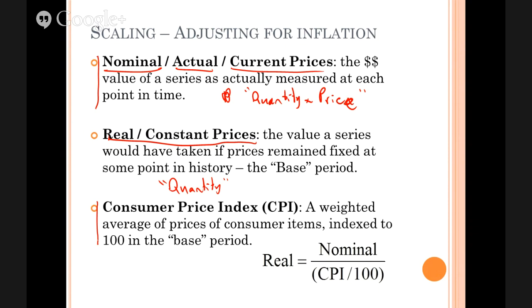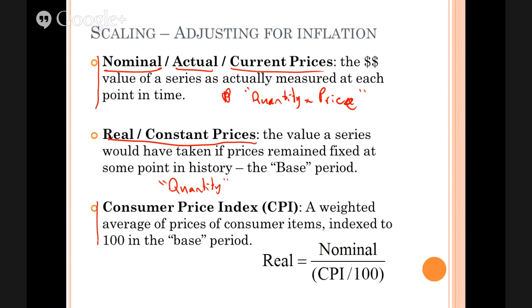And what we do is we collect prices on all sorts of goods and services, and we average those according to how much of them people buy. So, for example, if you buy lots of bread and milk, then they get a high weight. If you don't buy very much of DVDs, then the price of DVDs going up will have a low weight in the CPI, and so on. So we end up with an average of all the prices of all the consumer items that people consume, weighted by the relative importance of those items. Then we index it to equal 100 in the base period, and that gives us something called the CPI, the Consumer Price Index.